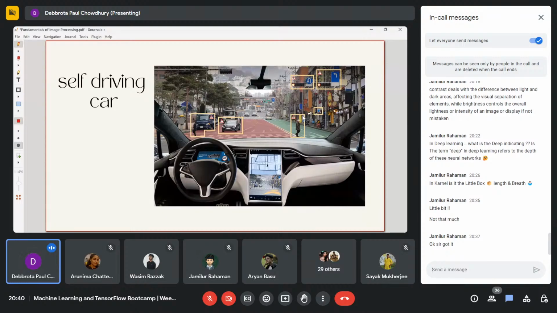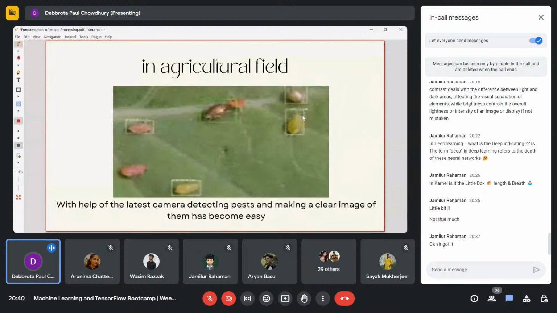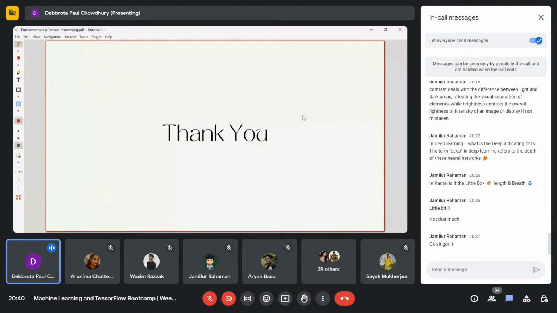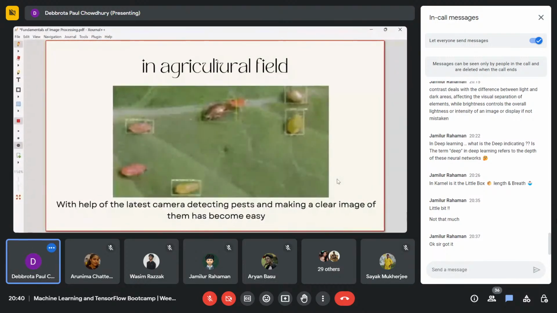And now, one step ahead of image processing is machine learning and deep learning. In agriculture also, to detect pests, we use the concept of image processing. So these are some application areas where you can also work as well. So yes, thank you. Now you can ask your questions and we can discuss whatever you want.